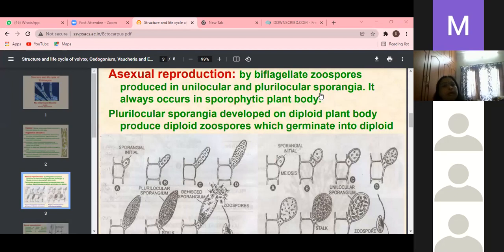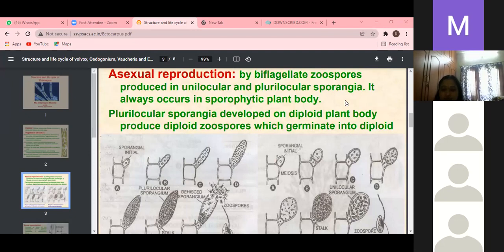Plurilocular and multilocular are the same, girls, don't confuse. Uni means single sporangia are formed, that is called unilocular. Pluri means many, multilocular sporangia are produced. Here unilocular sporangia are always formed on the diploid plant. Where are unilocular sporangia formed? On the diploid plant only. The unilocular sporangia are formed on the diploid plant.